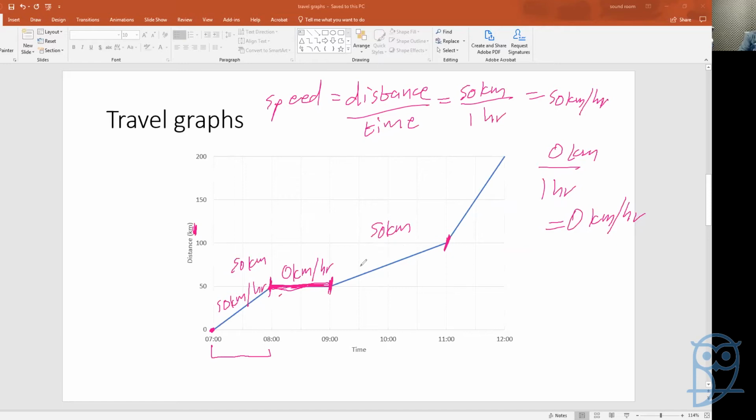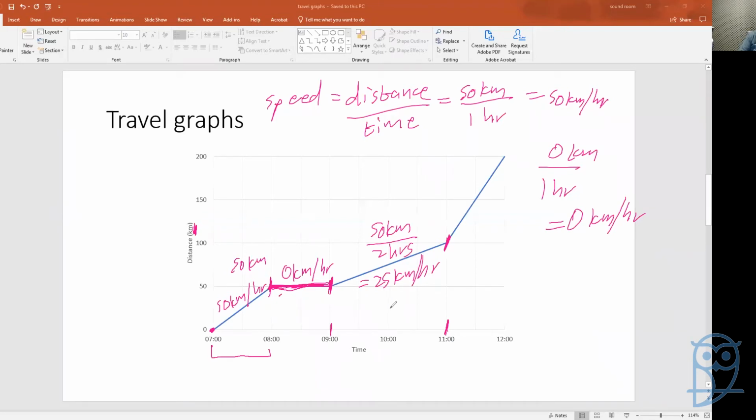Again, calculate your average speed. Well, average speed would be 50, but now this 50 is divided by 2 hours because it's from 9 up to 11. So that means it is 25 k's per hour as an average speed.